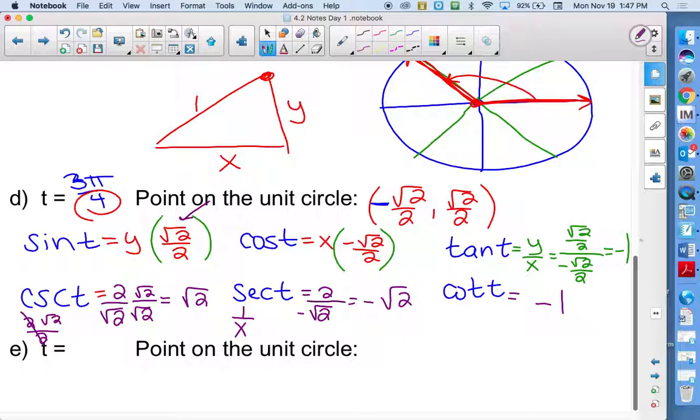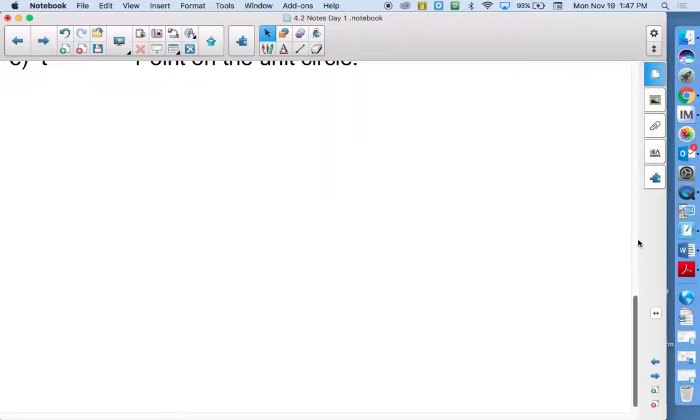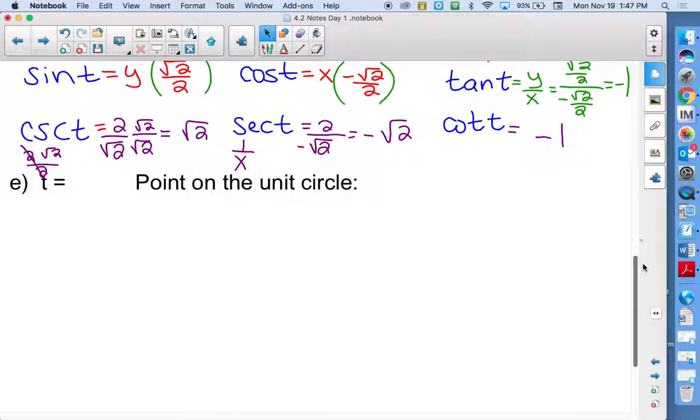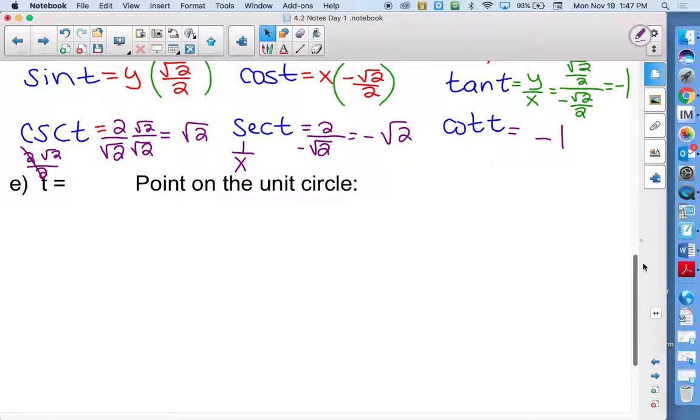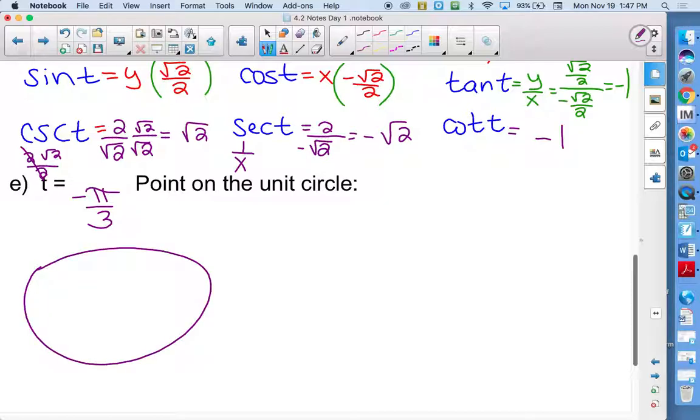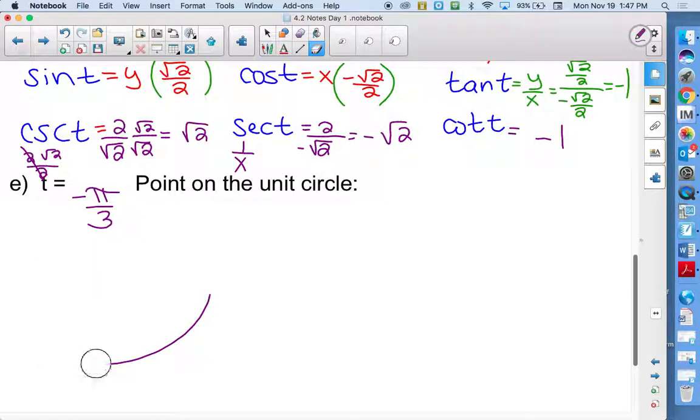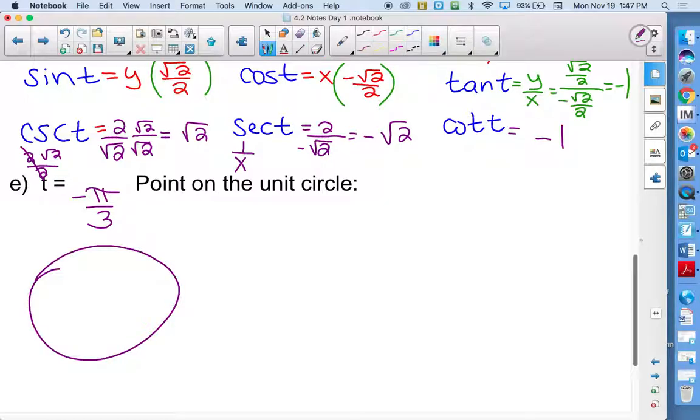So if you look at letter E, it's the same thing, it just gives you a different angle. So you have a negative pi over 3 angle. Ooh, that circle's rough looking. Try again. A little better. So because it's pi over 3, that means you have 3 pieces on the top and 3 pieces on the bottom.